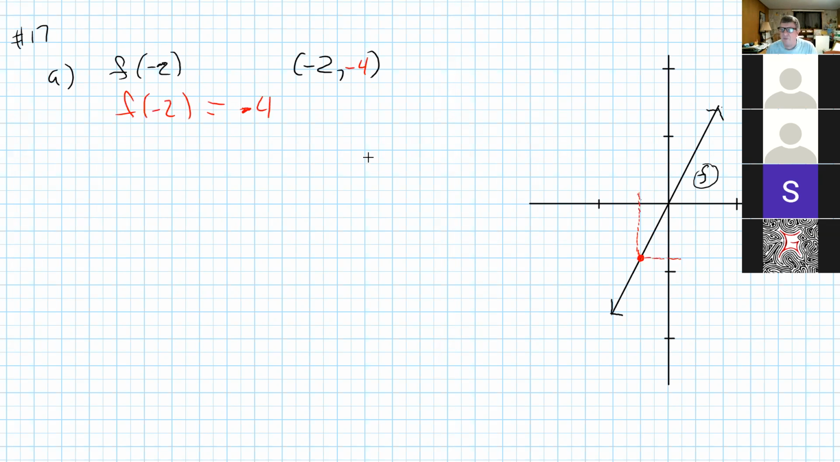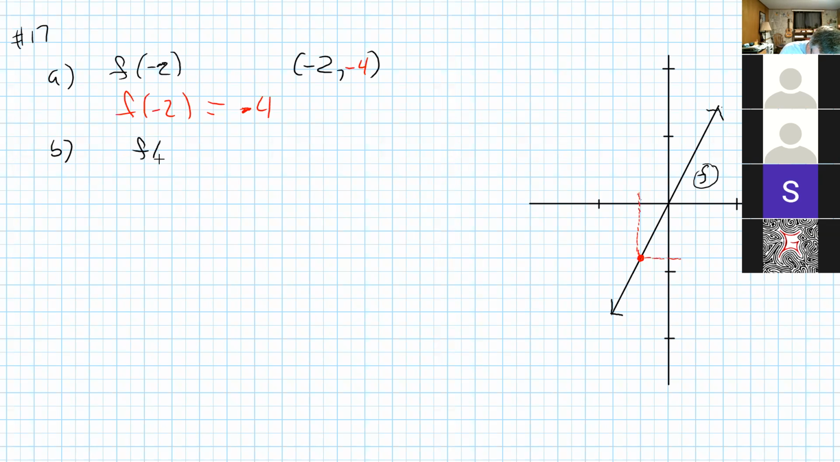So this is just a function notation way of saying, look at the graph of f, find the point where x is -2, tell us what the y value is. Okay? But all that, it says, find f of -2. Any questions on that one? All right.